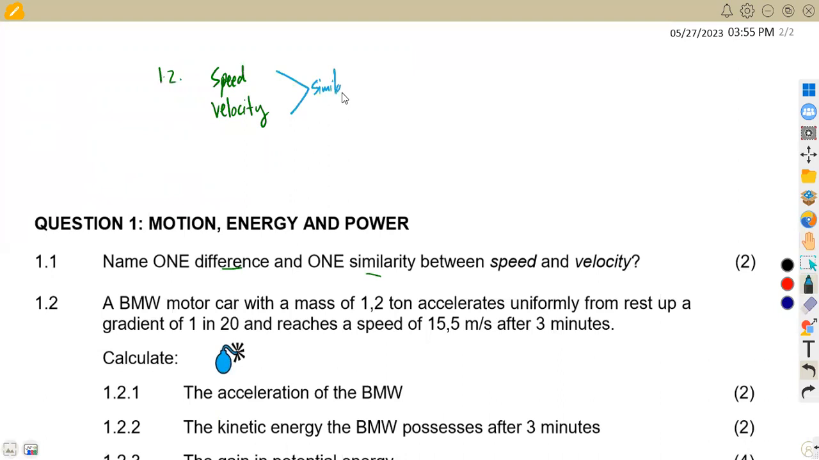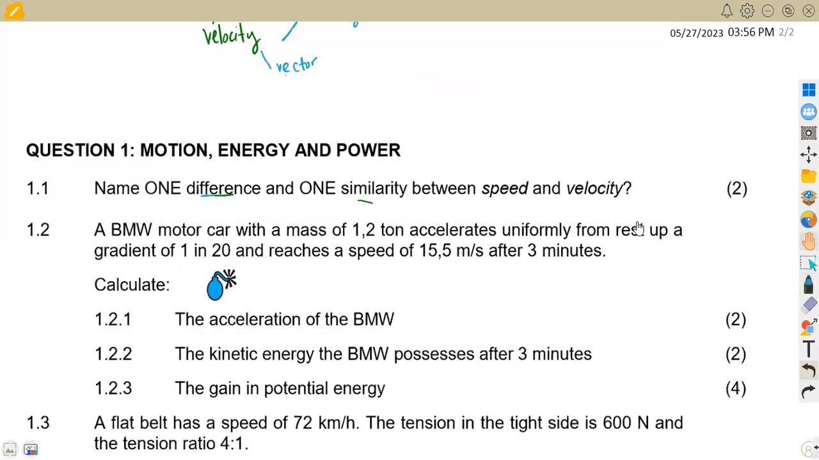So we've got a similarity, that both are measured in meters per second. But on the difference, how can we differentiate between speed and velocity? The difference is that speed is referred to as a scalar, and velocity is referred to as a vector. So speed is a scalar and velocity a vector quantity. This is the difference between these two.